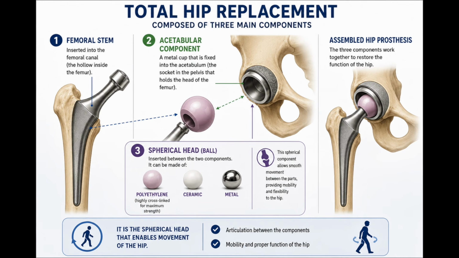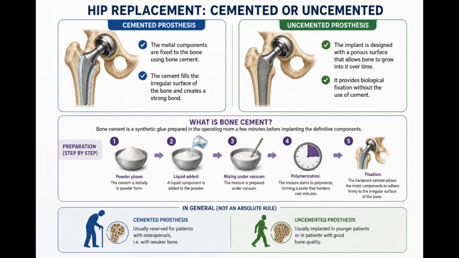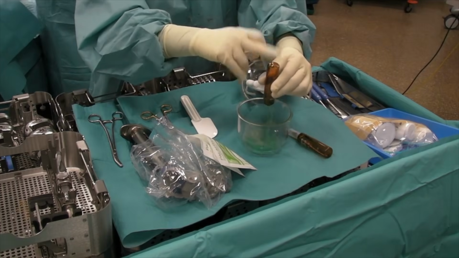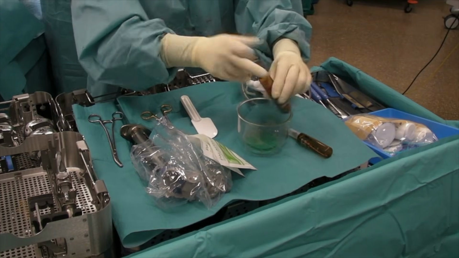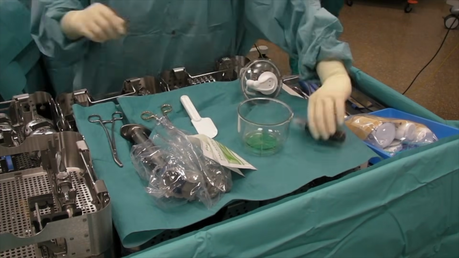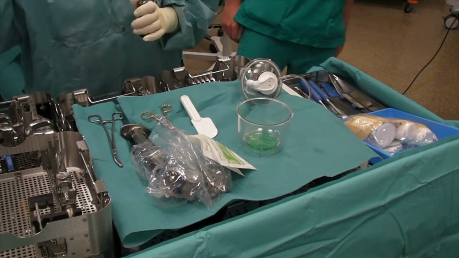There are many different models of hip prostheses on the market, but ultimately they can be classified into two categories. A hip prosthesis can be cemented or non-cemented. What we call cement is a type of synthetic glue that is prepared in the operating room a few minutes before implanting the final components.